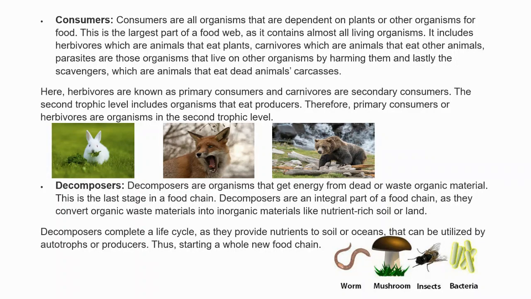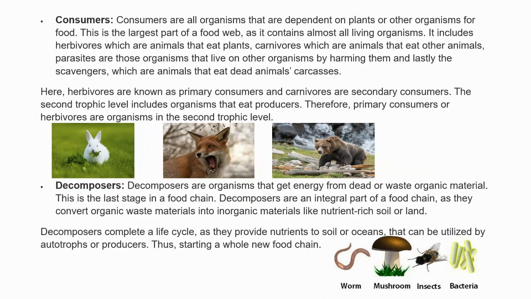Here, herbivores are known as primary consumers and carnivores are secondary consumers. The second trophic level includes organisms that eat producers. Therefore, primary consumers or herbivores are organisms in the second trophic level. Next comes the decomposers. Decomposers are organisms that get energy from dead or waste organic material. This is the last stage in a food chain.